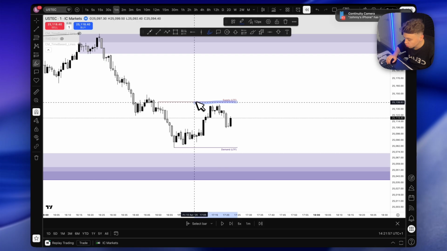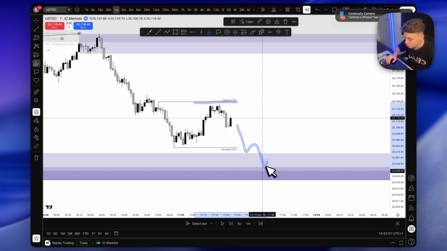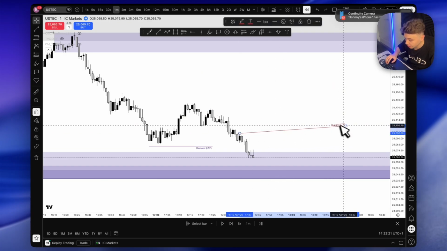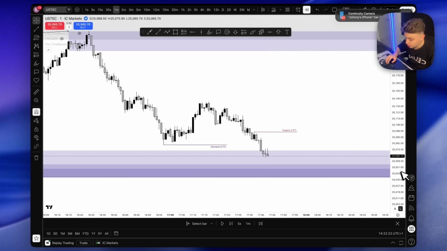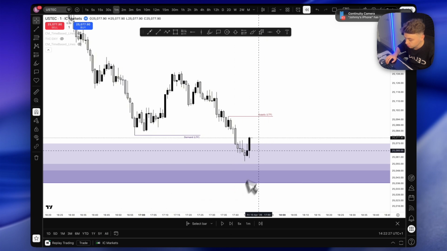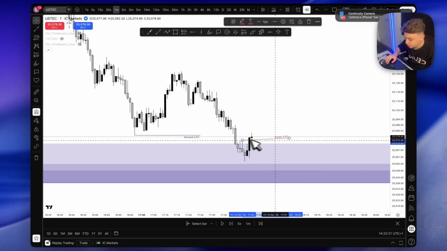So price never broke my supply, so I can anticipate it to come all the way back into my zone or break it. We have a new supply, which is my immediate supply that created the last low right here. And actually, I believe that one is forming. Okay, so we did have the supply and this is where I execute the trade.